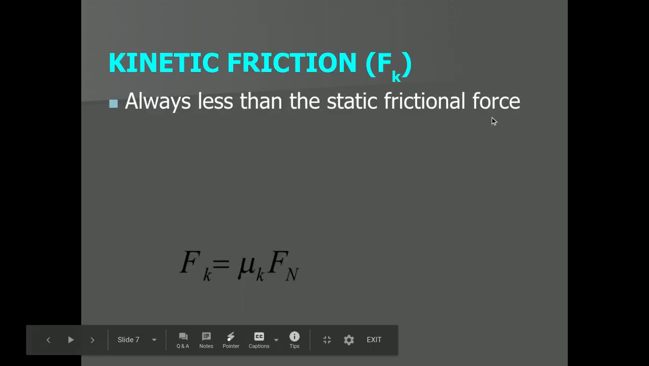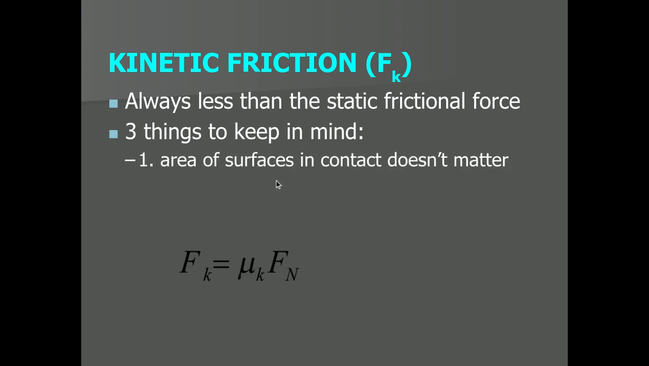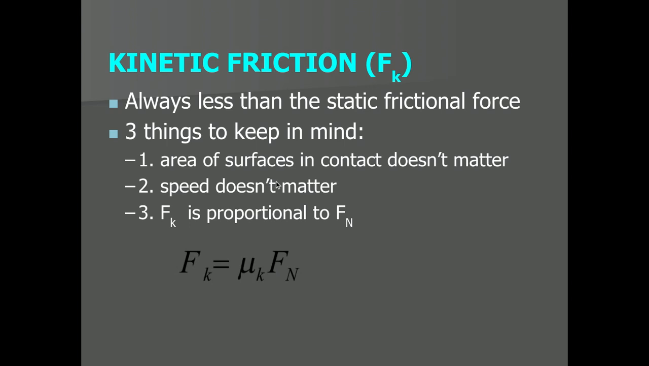All right, so same type of thing with kinetic friction. We talked about it always being less than static frictional force. It's represented by F with sub K. Three things to keep in mind as far as kinetic friction, or movement friction, when things are in movement. Number 1, area of surfaces in contact doesn't matter if they're already moving. Speed doesn't matter.